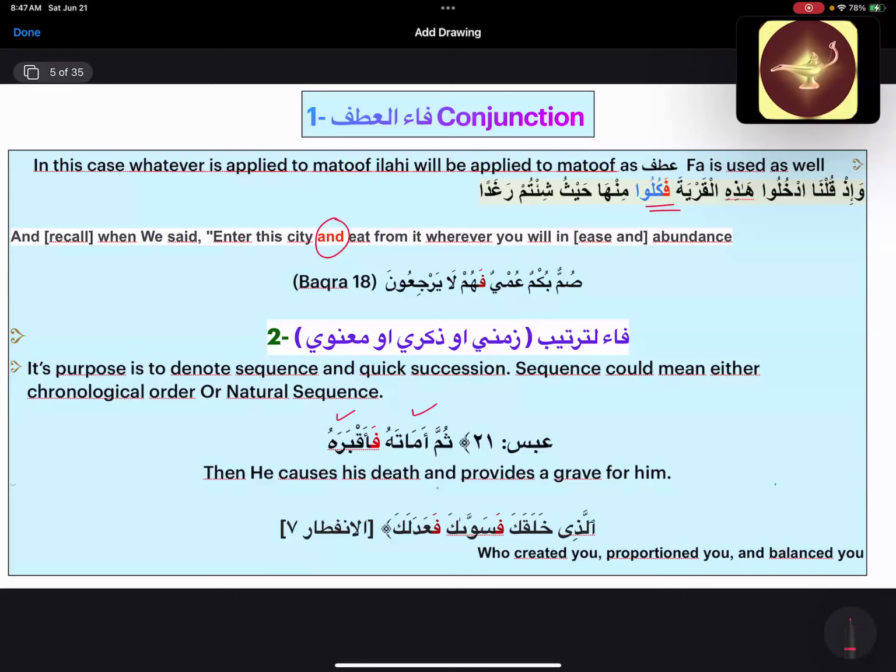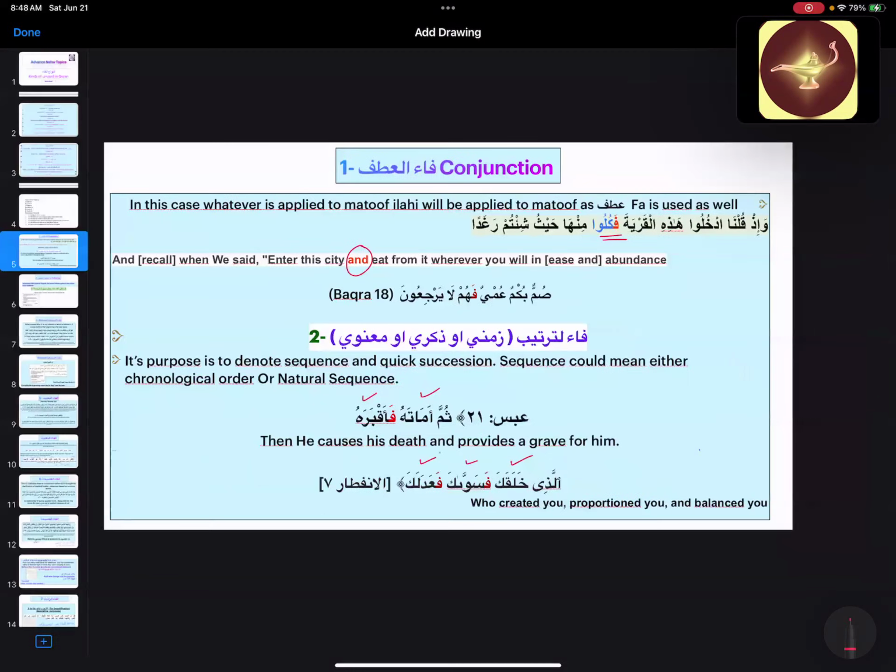Then another good example is "alladhi khalaqaka fasawwaka fa'adalak." Right? So He created, and then He proportioned it, and then He balanced you. The chronological order, I believe. Yeah. So that is an example of the tartib.